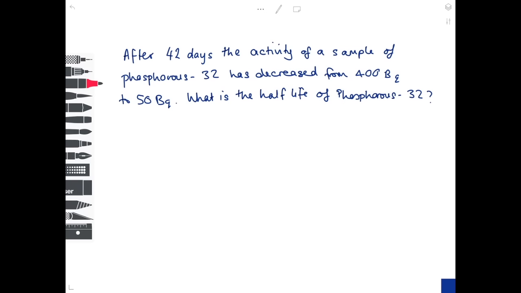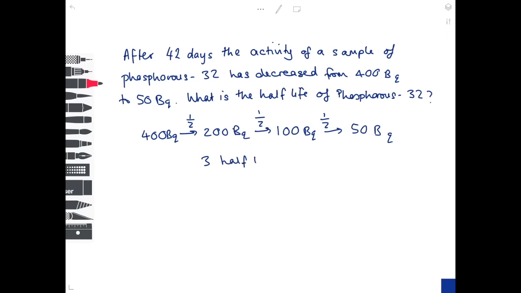So, after 42 days, the activity of a sample of phosphorus-32 has decreased from 400 becquerels to 50 becquerels. What is the half-life of phosphorus-32? So we've gone from having an activity of 400 becquerels to 50, so we need to work out how many half-lives took place. So there's the first one, which would have taken us down to 200 becquerels. The second one would have taken us down to 100 becquerels. And then the third one would have taken us to 50 becquerels. So we can see here that 3 half-lives have taken place.